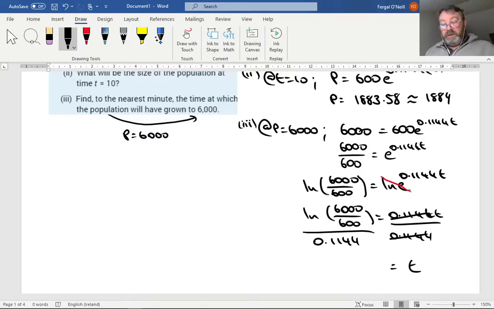So the natural log of 6,000 over 600, which is 10, but just put it in anyway as it is, all over 0.1144. And the answer there comes out as 20.13. Now, does it ask for anything? Yeah, find to the nearest minute.